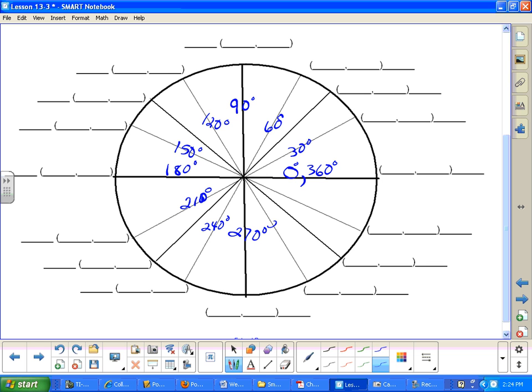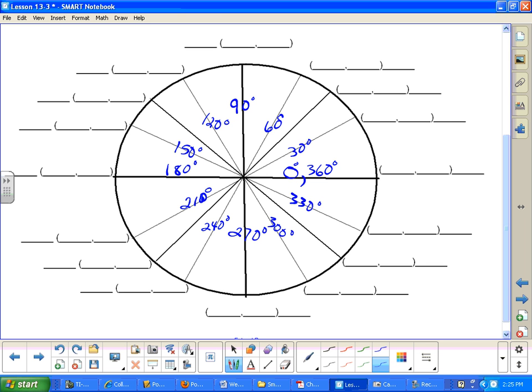Now make sure that you're writing these towards the inside, all right? Because we're going to be putting radians in there also. So you're going to need room around the outer part of the inside of the circle. Okay? So there's our going by 30s.